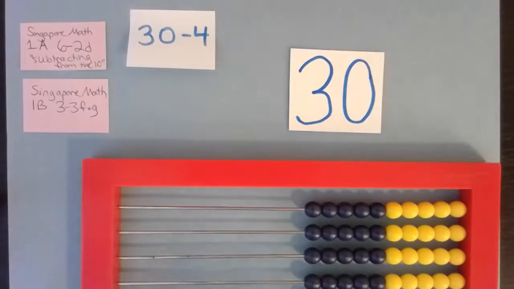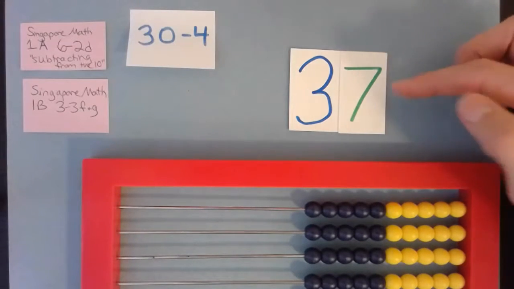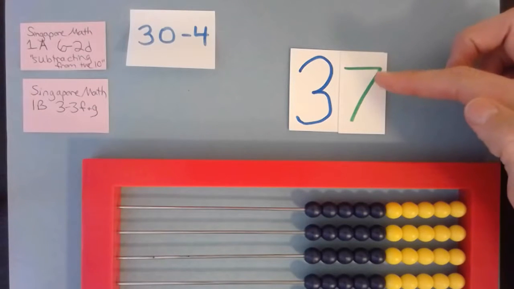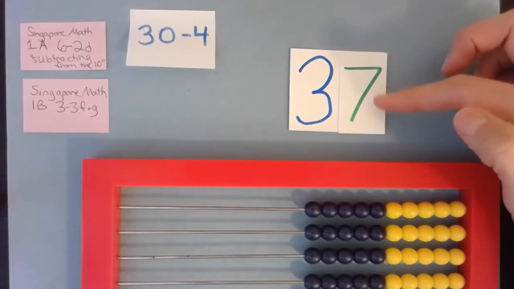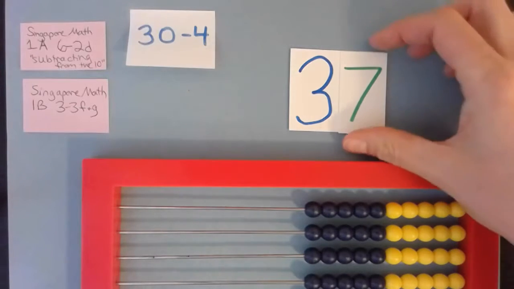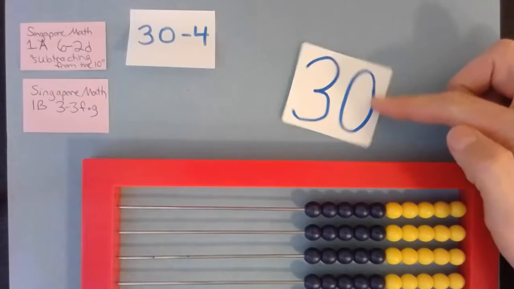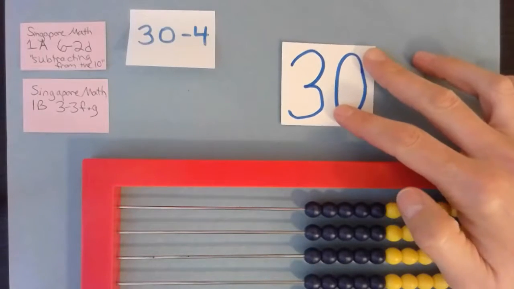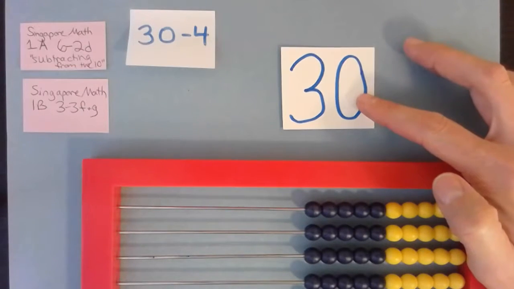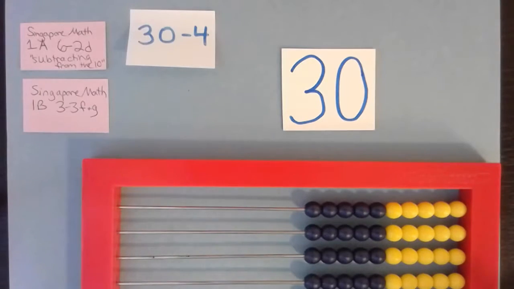So if this was a bigger number, like 36, or let's say 37, we could do 37 minus 4 because there's enough ones. 7 is more than 4, so we could take the 4 from the 7. But since we're just dealing with 30, there aren't enough ones here. In fact, there are 0 to take 4 from here. So we're going to look at something different.